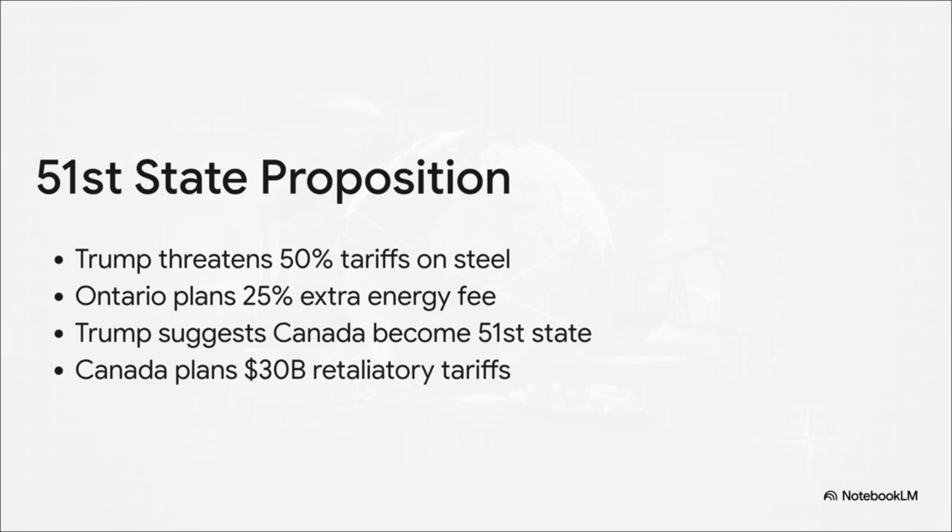In response, the Canadian province of Ontario threatened to add a 25% extra charge on electricity flowing down into the US. And what happened next is just a fascinating case study in leveraging economic dominance. President Trump called the electricity threat abusive and proposed a pretty wild solution, that Canada become America's cherished 51st state, a move that would magically make those tariffs disappear. Canada then turned around and announced $30 billion in retaliatory tariffs. So we're seeing economic leverage being used as a profound, heavy-hitting geopolitical tool.